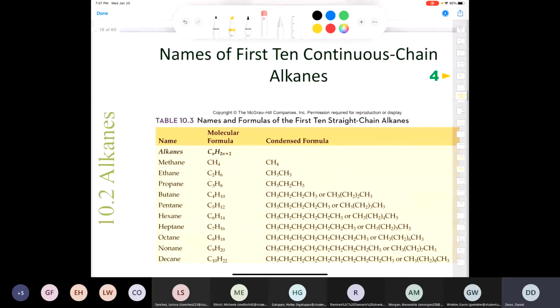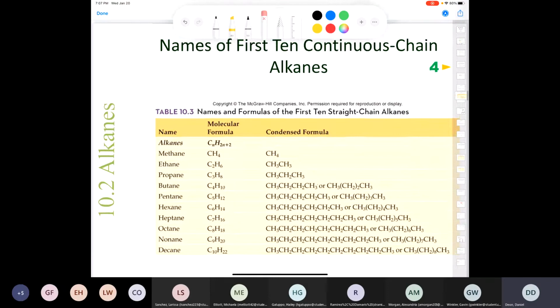Well, let's move on from there and talk about the first 10 continuous chain alkanes. You have to have this table memorized also. And the reason why is because it comes up in every single class that we're going to do from here until May 11th, pretty much. You're going to be dealing with the first 10 alkanes. So again, alkanes have the generic formula CnH2n+2. So I have CH4, C2H6, C3H8, so on and so forth. And you need to know all the way from 1 carbon all the way up to 10 carbons, okay?